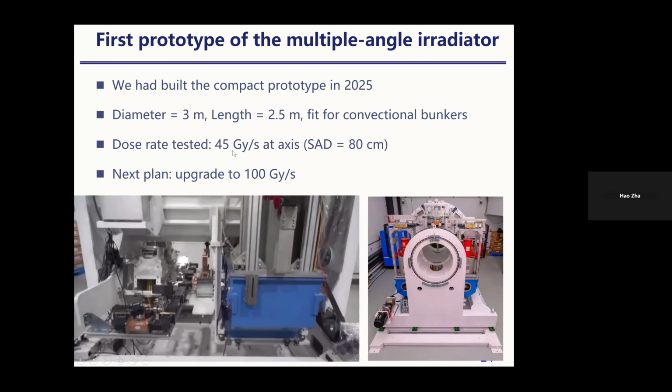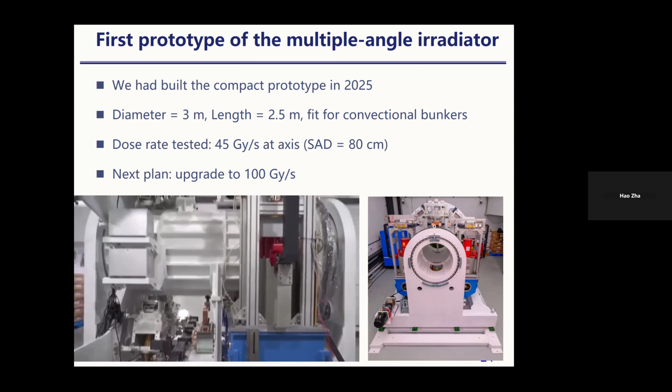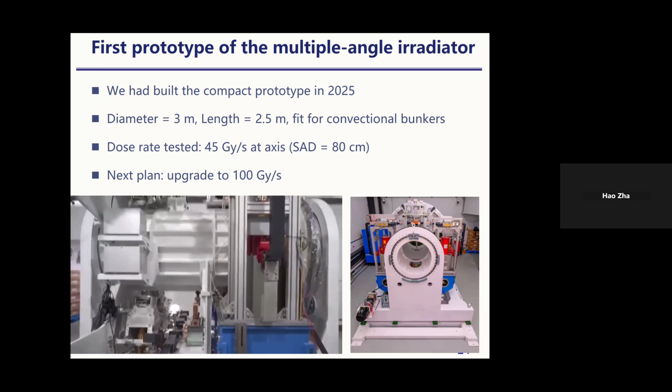So for the next plan, we may upgrade it to an even higher dose rate, because nowadays many animal experiments show that if we want to develop a full flash effect, we may need the dose rate to be higher than 100 gray per second.